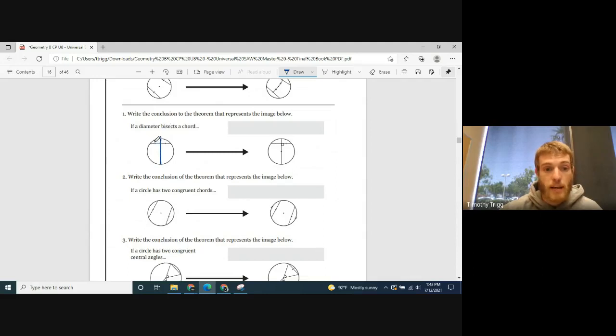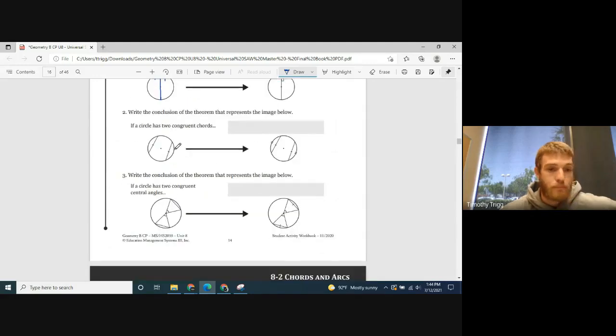So bisects means it cuts it into 2 equal parts. So cut it into 2 equal parts here. And then over here, we would say, then the chord and the diameter are perpendicular. And you can see that forms a right angle, perpendicular. So I'll tell you again. Then the chord and the diameter are perpendicular. Go ahead and write that in there. If a diameter bisects a chord, then the chord and the diameter are perpendicular.